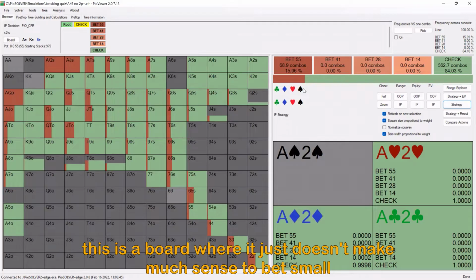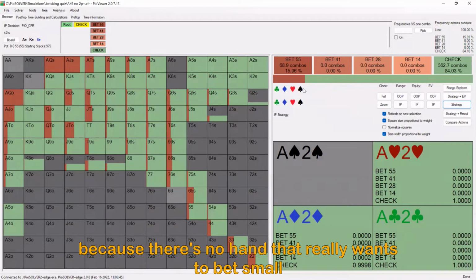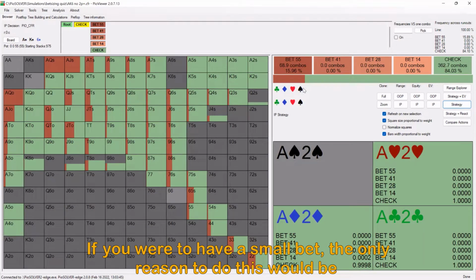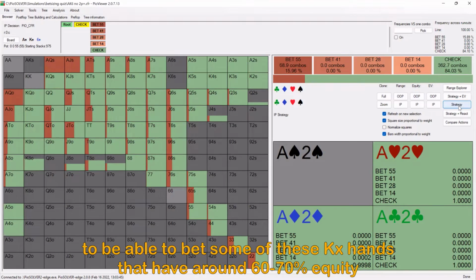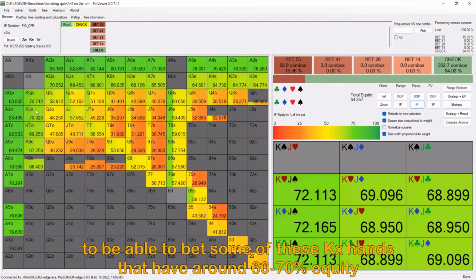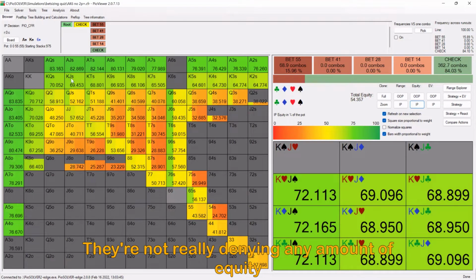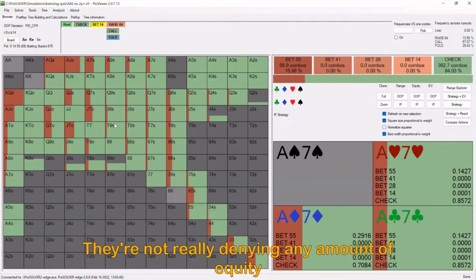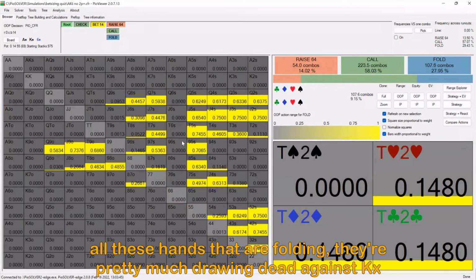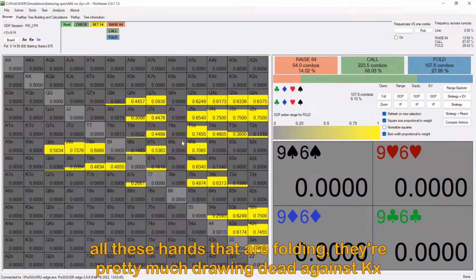This is a board where it just doesn't make much sense to bet small because there's no hand that really wants to bet smaller, right? Like if you were to have a small bet, the only reason to do this would be to be able to bet some of these like King X hands that have around like 60, 70 something percent equity. But you know, these hands, what do they really gain from betting, right? They're not really denying any amount of equity. All these hands that are folding, they're pretty much drawing dead against King X.